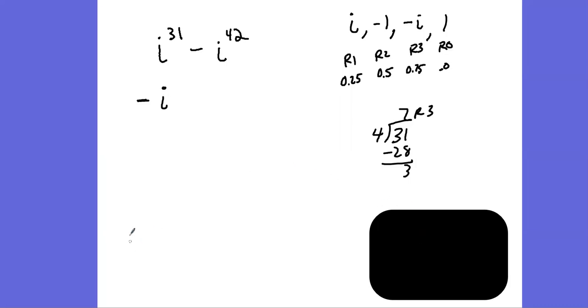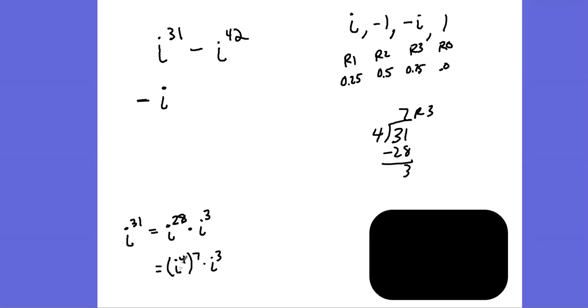-i. Another way to think of this is to rewrite this using that idea that any multiple of 4 as an exponent is going to be 1. So i to the 31st, if I'm thinking of my multiples of 4, the largest I can get is i to the 28th. So I can think of i to the 31st as i to the 28th times i to the 3rd. And this is helpful because i to the 28th is the same thing as i to the 4th raised to the 7th.